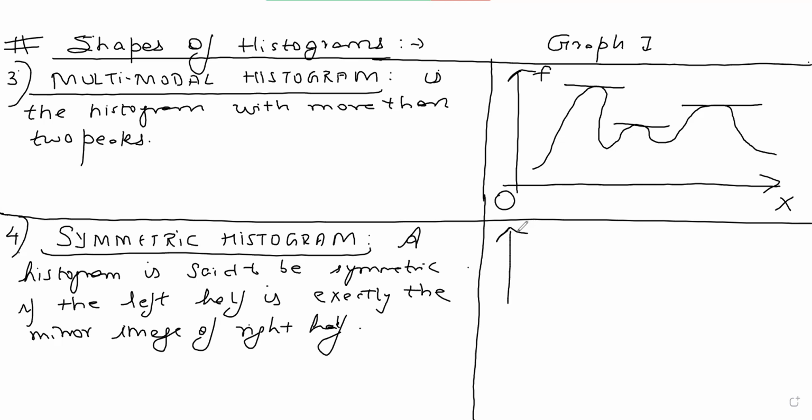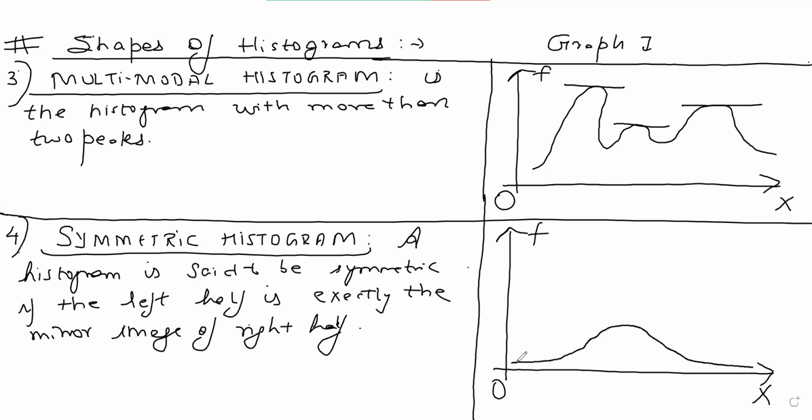From the graph, again, students can see this. You can visualize: this is X, this is frequency, a histogram like this. You can see it's a perfectly symmetric histogram. If you look at the peak, the area to the left of the peak is exactly equal to the area to the right of the peak.